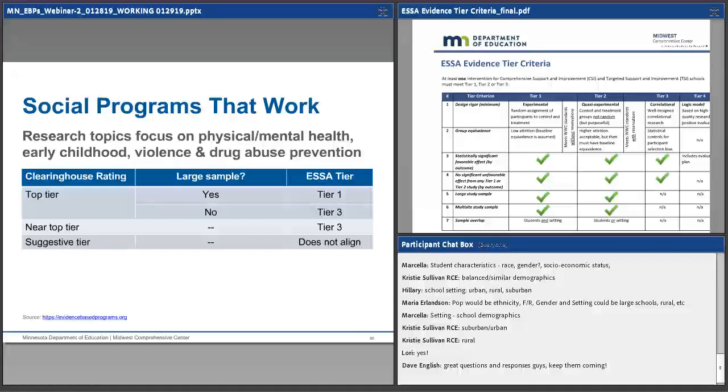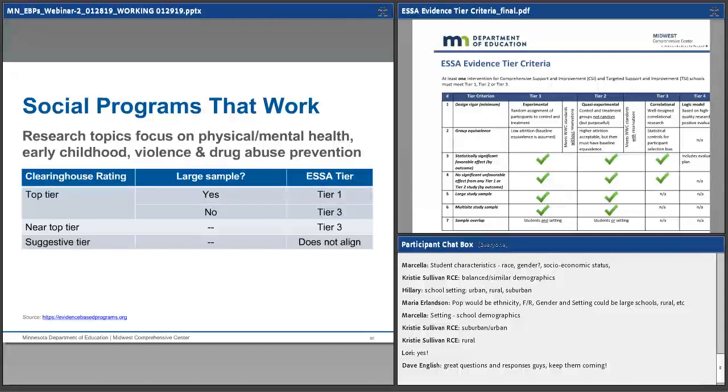So in the PowerPoint, you're going to find a map, a crosswalk like this, for each of 4 or 5 different clearinghouses. The next website I want to show you real quick is called Social Programs at Work, that focuses on research in physical, mental health, early childhood, violence, drug abuse, prevention, etc. Different things that may be related to the chronic absenteeism measure that's so important in your system. And for each website, you're going to see a similar format where we provide the rating that this particular clearinghouse describes. The Social Programs at Work website breaks the ratings down to top tier, near top tier, and suggestive tier.